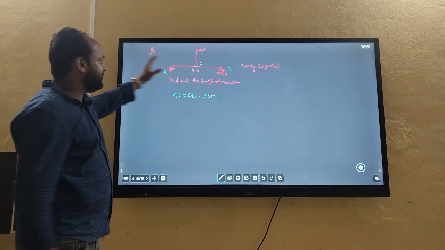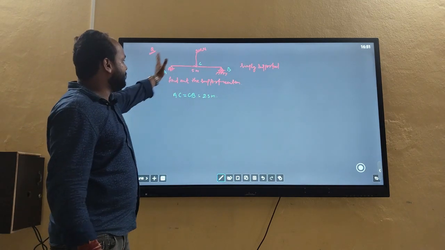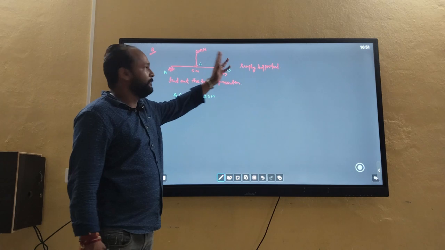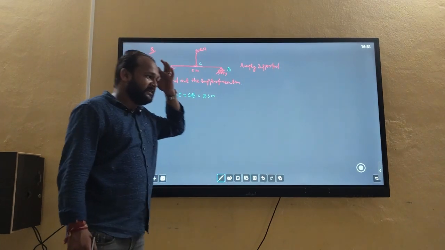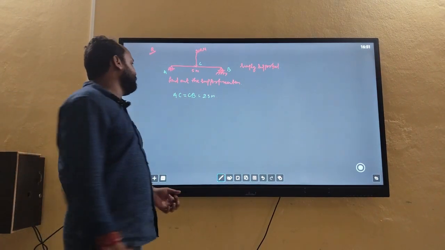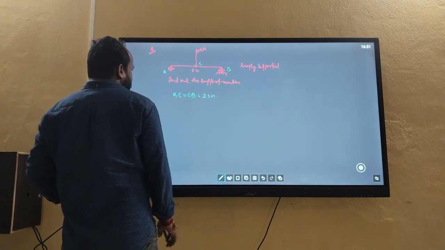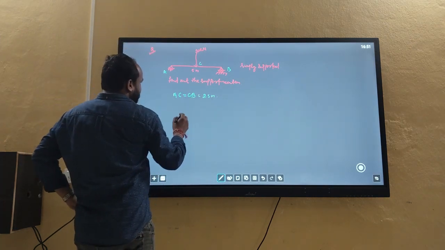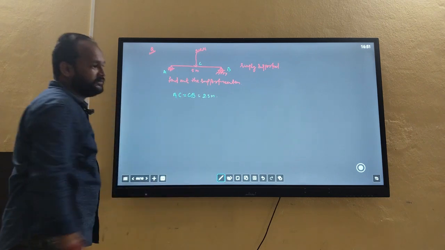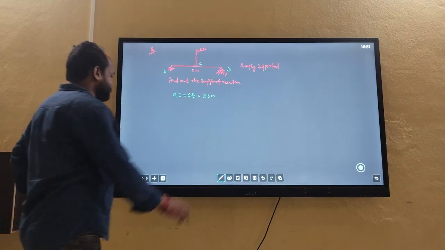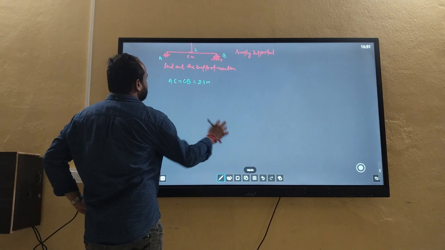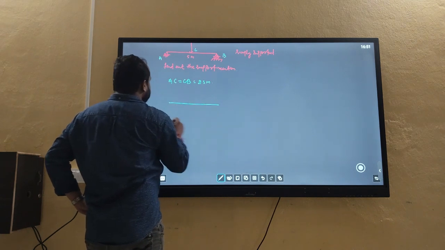And here we can see the portion from A to C and from C to B, both sides are symmetric. So it will be very easy to solve the problem. So first of all, we have to remove the support and we have to put the support reactions. Here, we'll draw the beam again.